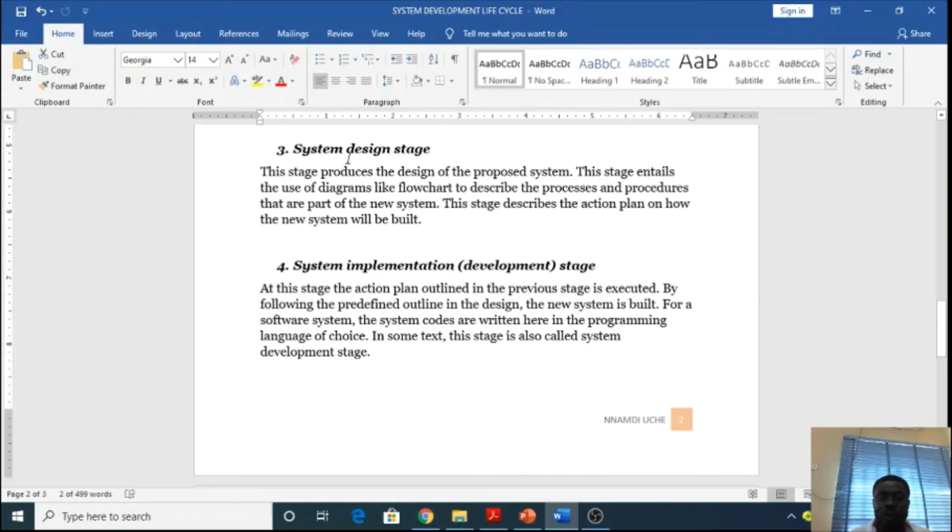Meanwhile, what you did in stage 3 is not program specific, it is generic in nature. So any programming language can be used to develop it, but here it is not generic, it is specific, because you are now going to develop it using a particular programming language. That is if you're talking about a software system.